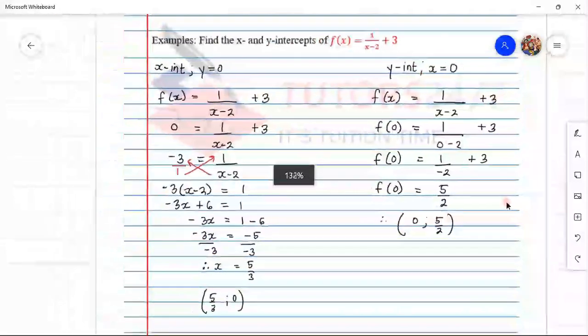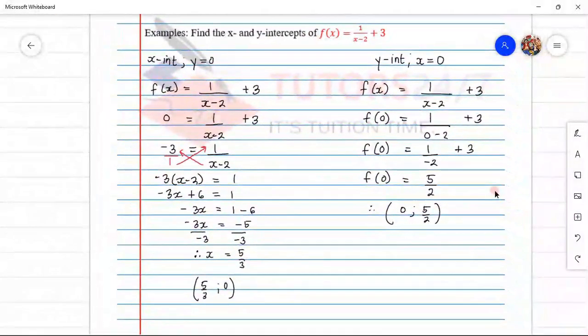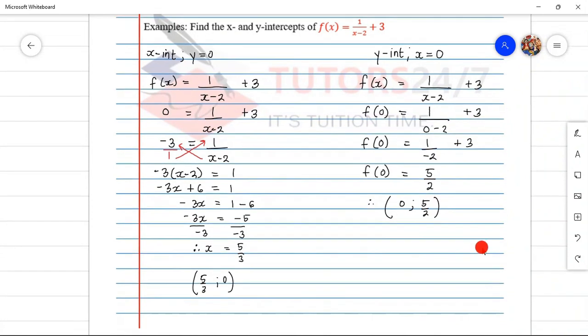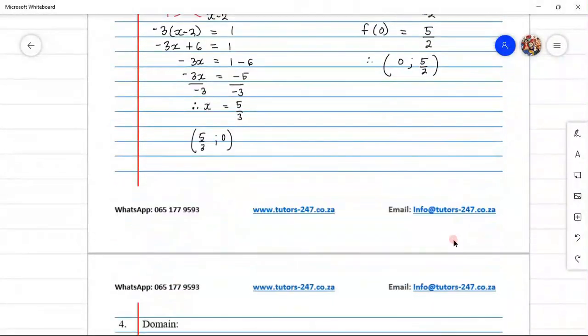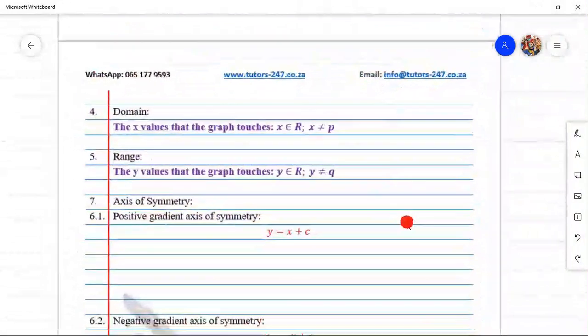Now, a quick recap. If we want to find our x-intercept, we substitute y as 0, solve for x. If we want to find our y-intercept, we substitute x as 0, solve for y. Let's move on to our next point, which is point number 4.